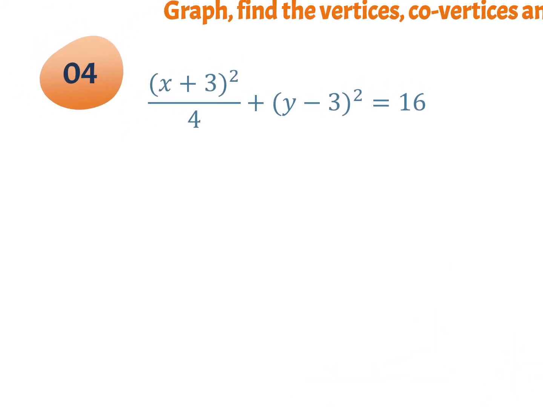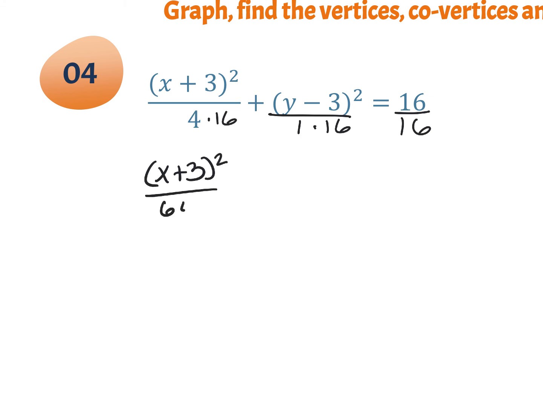It's not. Now notice the y minus 3 squared doesn't have a denominator, so I'm going to add a 1 there. What I'm doing here to get rid of the 16, or make this equal 1, is dividing everything by 16, or multiplying all these denominators by 16. So my new equation is (x plus 3) squared over 64 plus (y minus 3) squared over 16 equals 1.